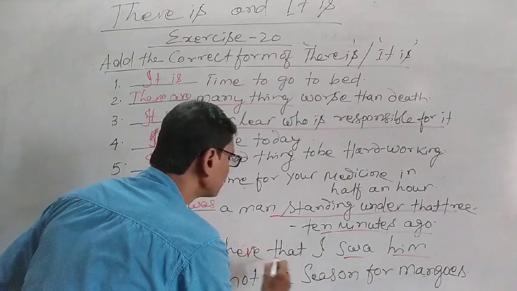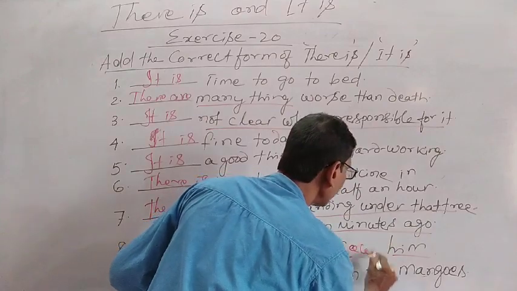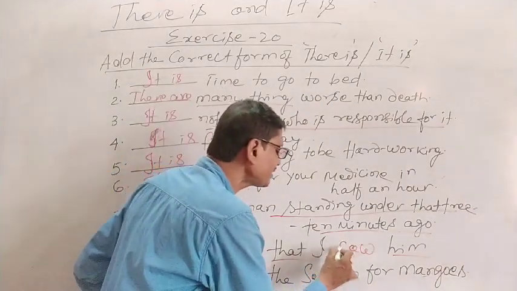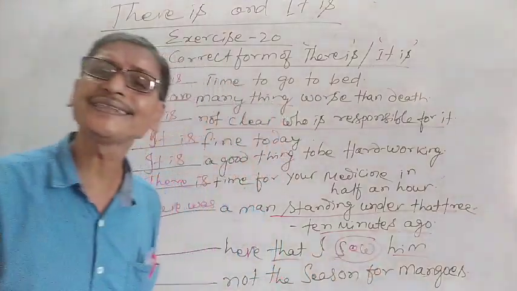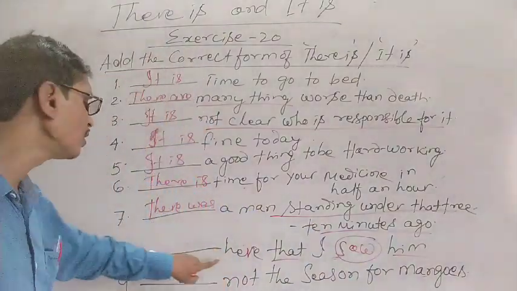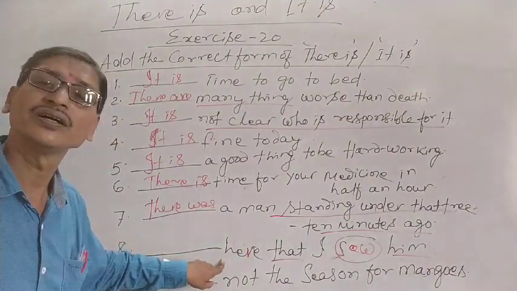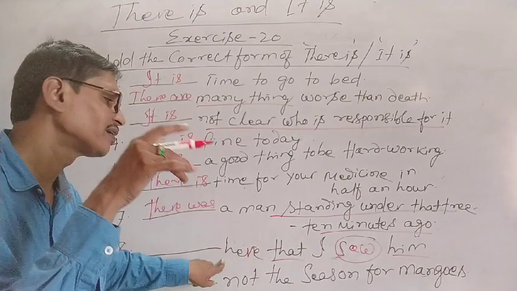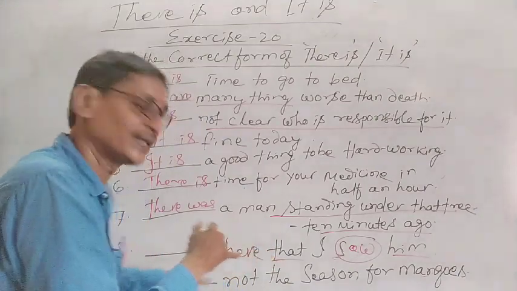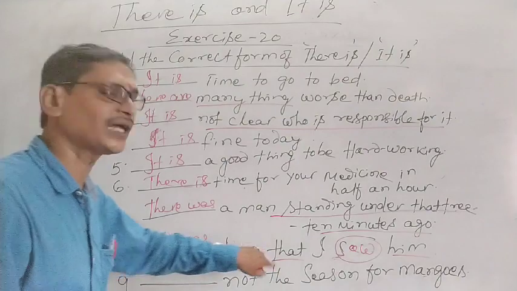Similarly, number 8, here that I saw him. So it was the past time with a singular subject. Okay? So, it was here that I saw him. We can use the past time. It was here that I saw him.